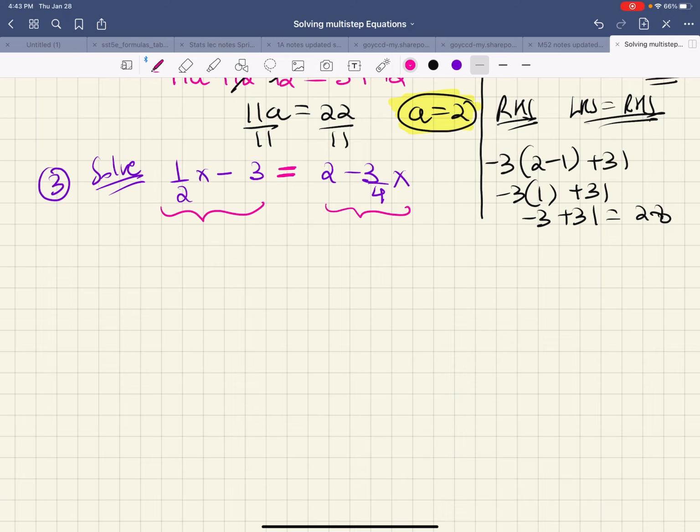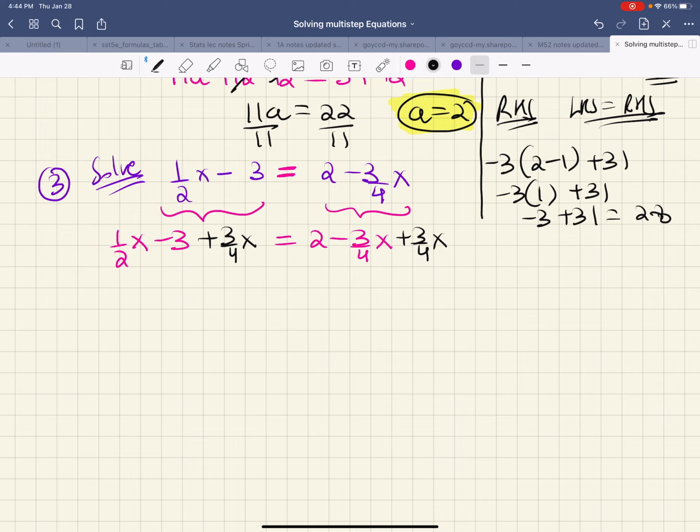So I'm going to start by bringing variables on one side. Again, when you bring variables on one side, you have a choice to take them to the left-hand side or to the right-hand side. I'm going to take the variables to the left-hand side in this case. So I'm going to be adding 3/4 x to both sides. 1/2 x minus 3 equals 2 minus 3/4 x, and I'm adding 3/4 x to both sides.